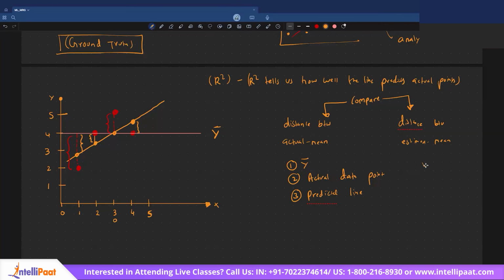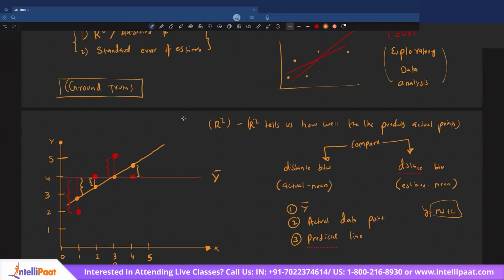Your equation is y equals mx plus c, right? So y becomes a solid base. R square compares the distance between the actual data point minus the mean with the estimated data point minus the mean. No confusion here, right? It's a simple comparison. I'm going to show you mathematically what it does.